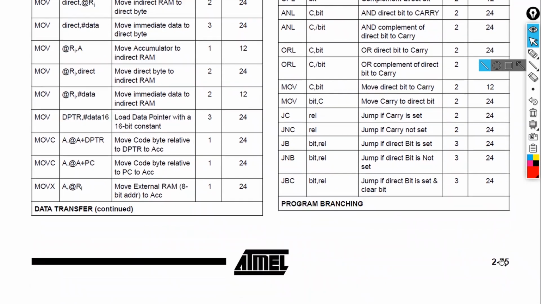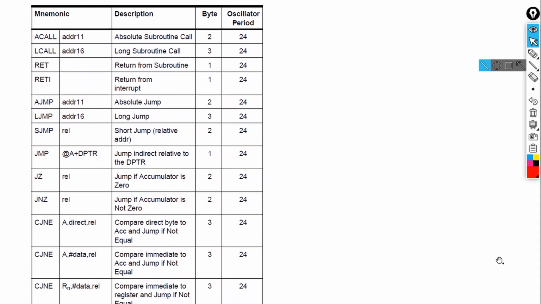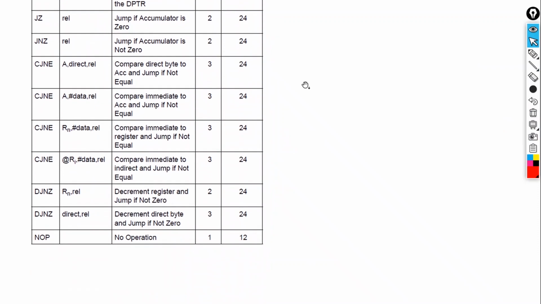Okay, so now again for call operations, like calling subroutines and all those things, all these particular instructions require a total number of machine cycles, and it is going to be two machine cycles. So these are the things where we have to find out from the manufacturer's data sheet how many machine cycles it is going to take.